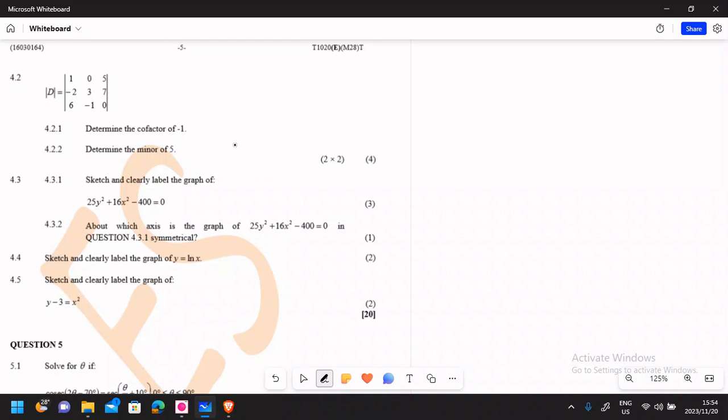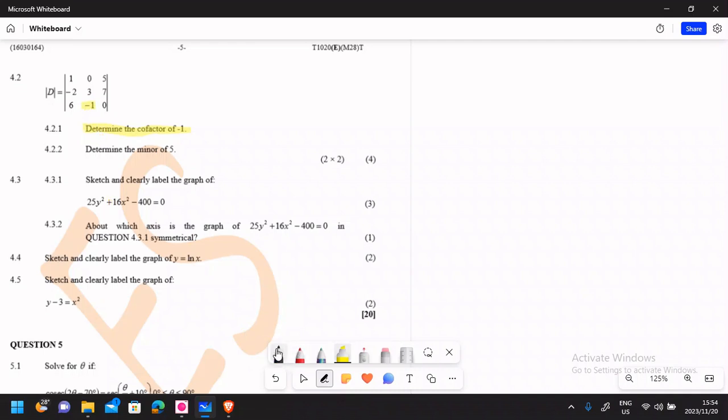All right, guys, now let's do 4.2. Now 4.2 has 4.2.1 and 4.2.2, so we must be able to do these ones here. So what is it that they want us to do here? Let me just highlight. So 4.2.1, they want you to determine the cofactor of -1. Now when you look at our matrix here, -1 is this here. Do you guys see? Meaning now we're going to treat this -1 as a minor.